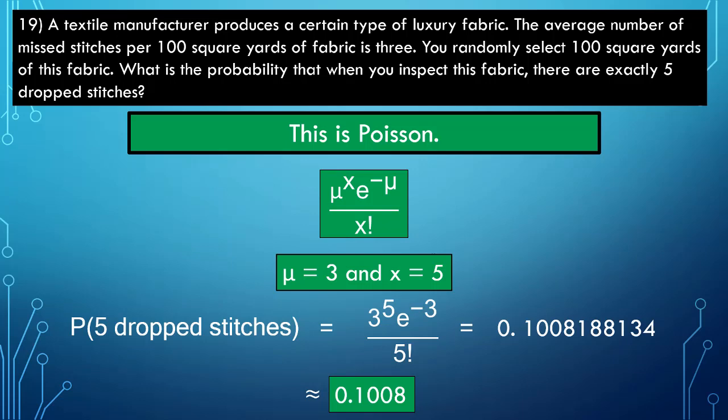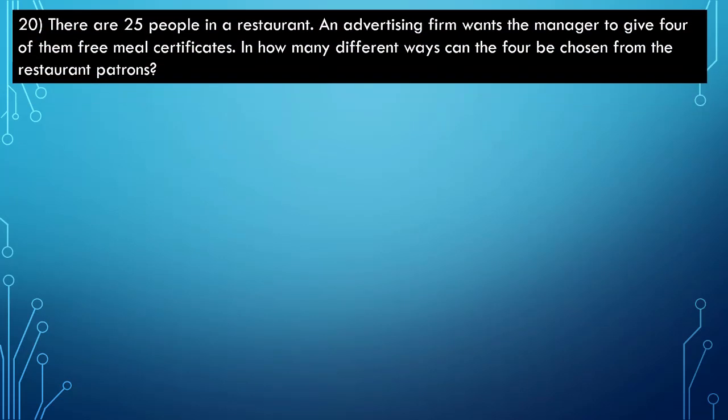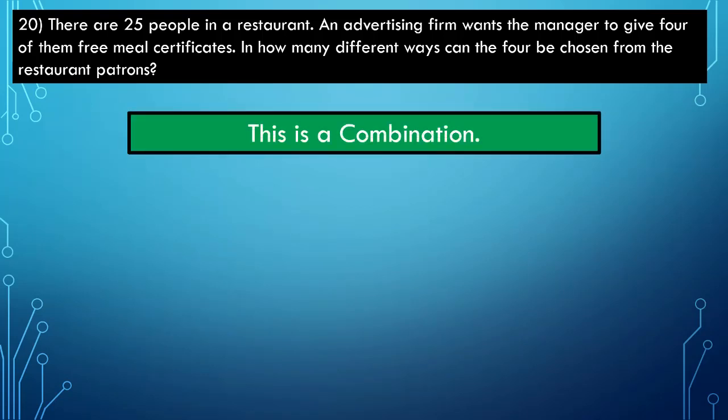Question 20. There are 25 people in a restaurant. An advertising firm wants the manager to give 4 of them free meal certificates. In how many different ways can the 4 be chosen from the restaurant patrons? Okay, well this is a combination problem. How do we know the difference between combinations and permutations? Well, in a combination, the order of choice doesn't matter, and in a permutation it does. If I pick 4 people out of 25 in a restaurant, the order that I choose them in doesn't matter because I'm just giving them a free meal card.